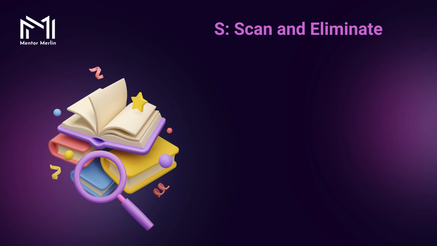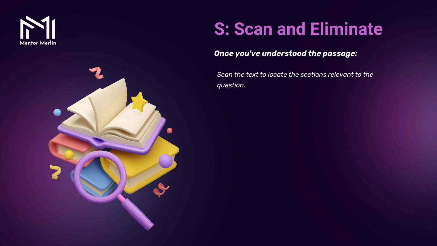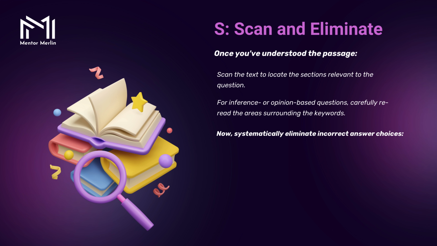Scan and eliminate. Once you've understood the passage, scan the text to locate the sections relevant to the question. For inference or opinion-based questions, carefully reread the areas surrounding the keywords. Now, systematically eliminate incorrect answer choices. Discard options that contradict the information presented in the text.